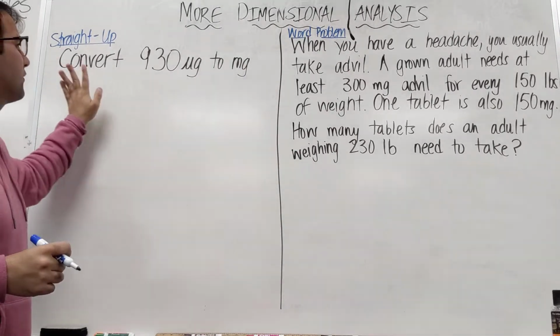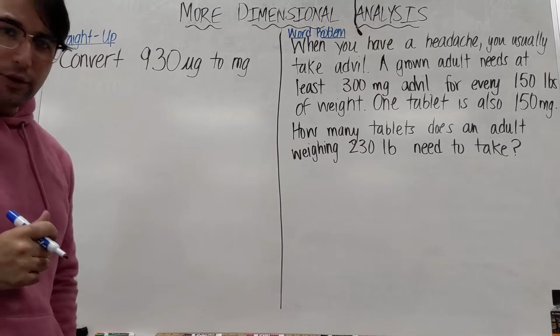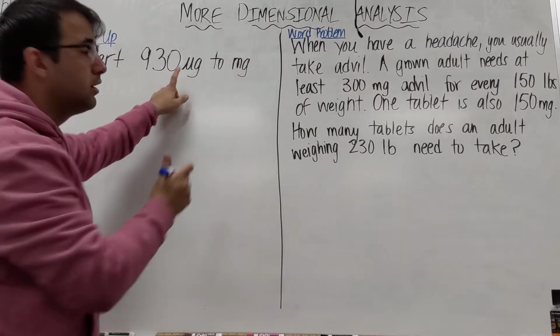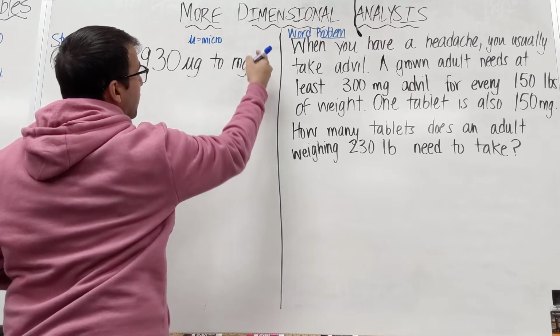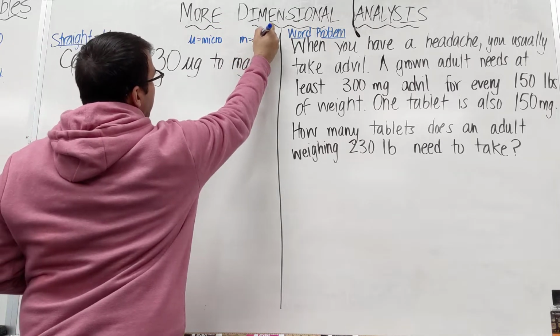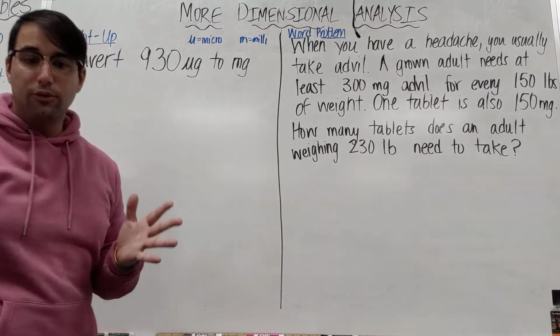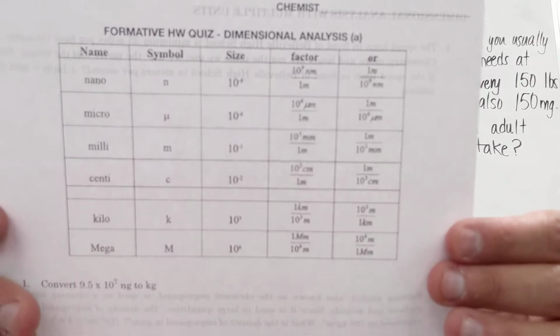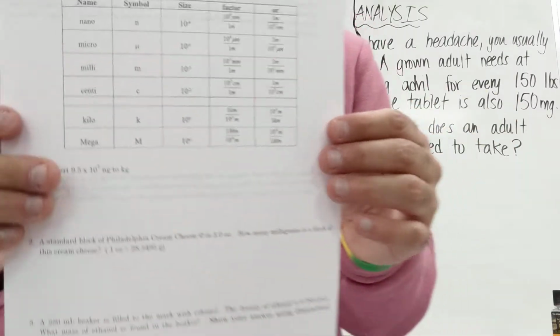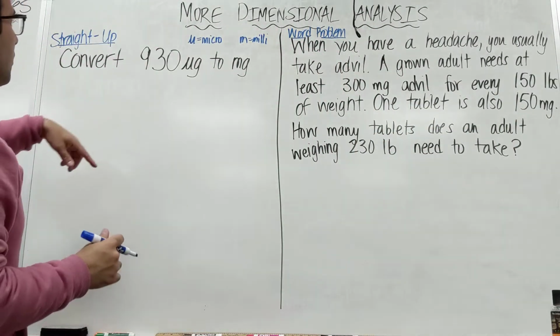The first one says convert 930 micrograms, this little µg, µ is micro, to milligrams, m is milli. Now, what you need to do is look on your table. There's a nice little table here. You have these in your notes, and you'll use this later today. I'm going to look for that micro and that milli.